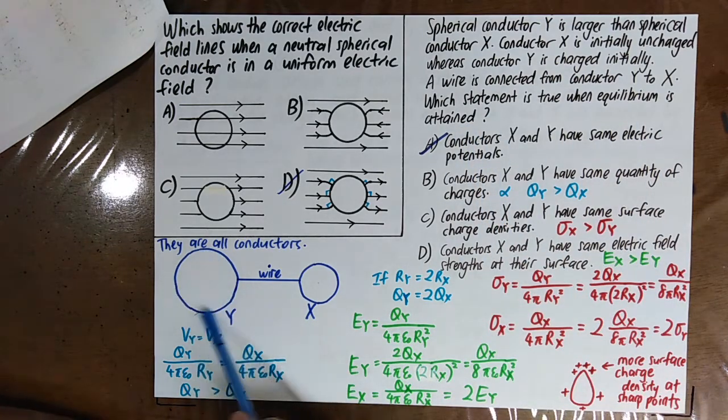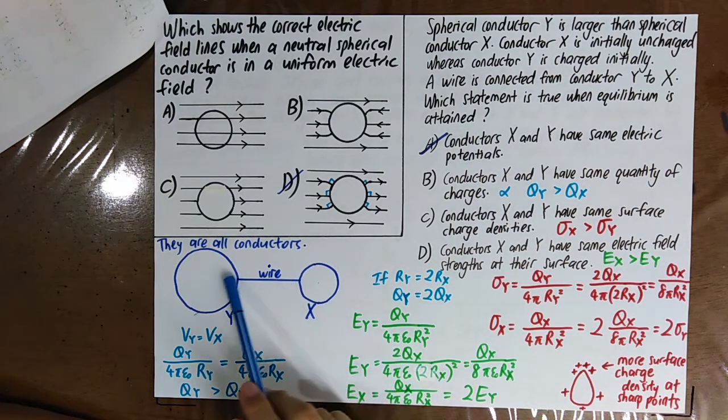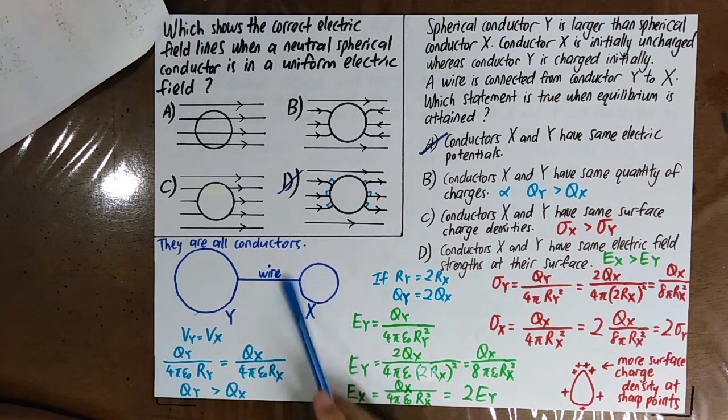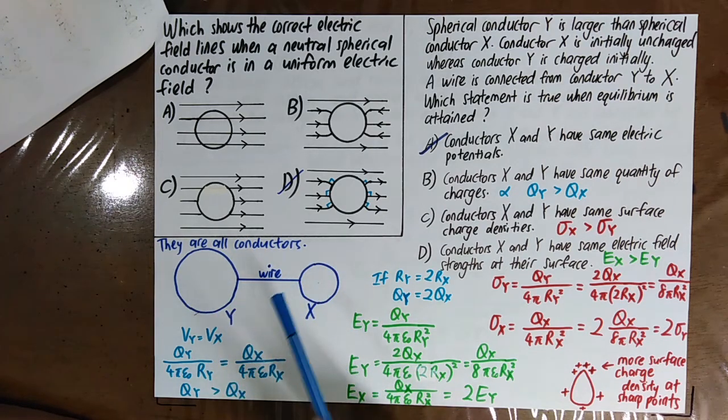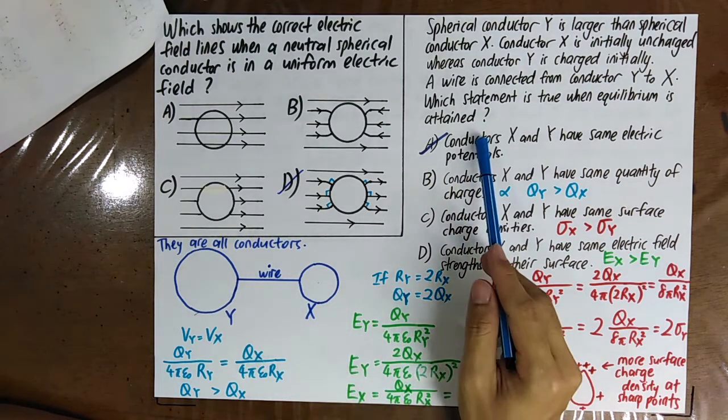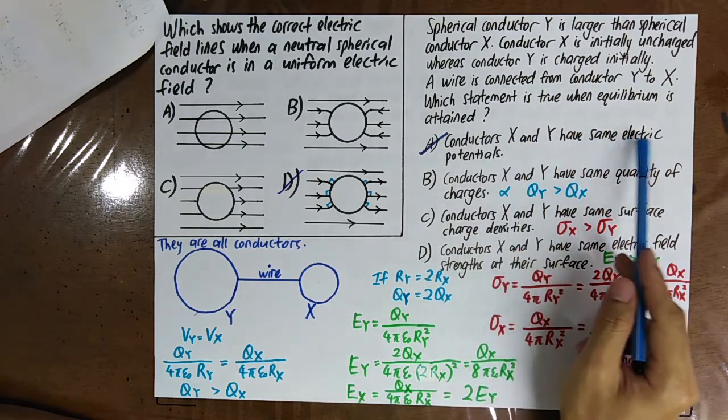First of all, they are conductors, and the wire itself is also a conductor. Therefore, all three of them are conductors. When they are all conductors, just now you learned that a conductor must be an equipotential body. Therefore, conductors X and Y have the same electric potential.